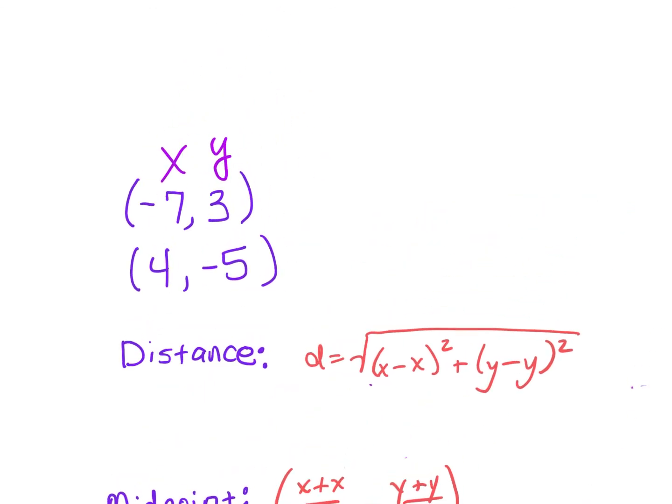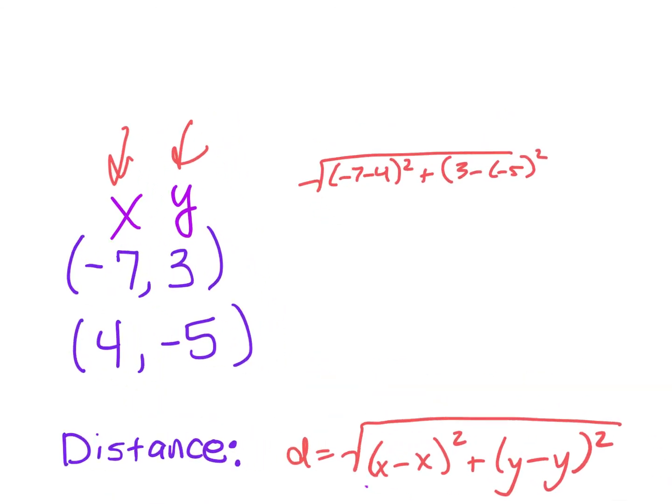So the distance, if I'm going to find the distance between these 2 points, I'm going to say negative 7 minus 4 squared plus 3 minus negative 5 squared. I know it might seem silly to you guys, but I cannot impress upon you enough how important I think it is for you to write the points on top of each other. That way you see, here are the x's, here are the y's. You don't have to. I'm just saying I think it's a good idea.